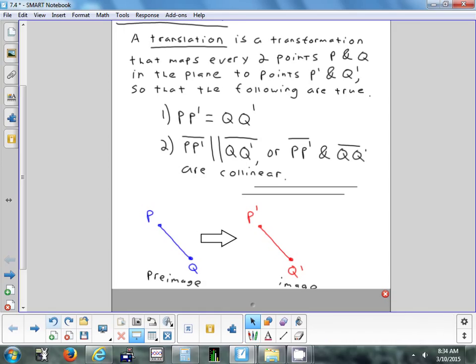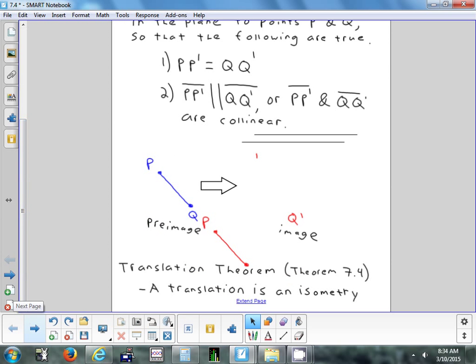Okay, and then statement 2. Which case do I have here? Is P prime Q prime parallel or collinear? Which case do I have? Parallel. Yeah, it's parallel in this case. The only way it could be collinear is if you translated it from here on a line like that. Now in that case, P prime, Q prime, they would be collinear.